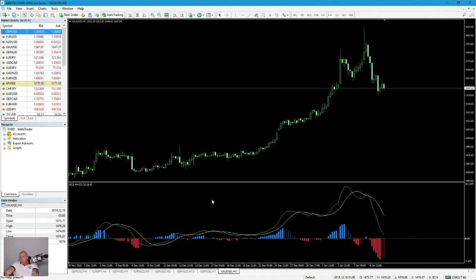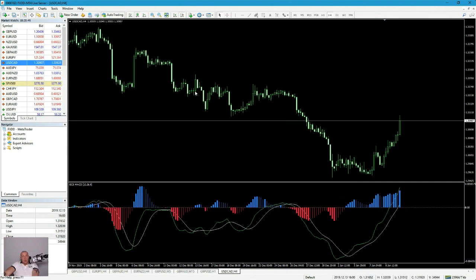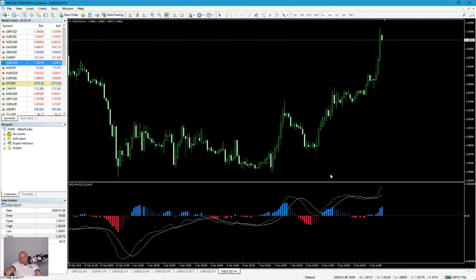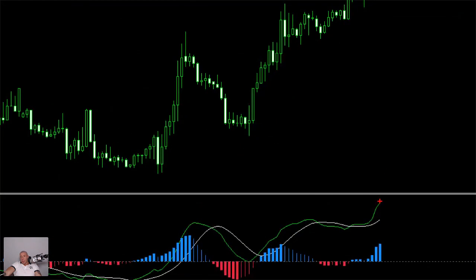Just giving you examples, different examples. Dollar CAD, let's use 1 hour time frame. Okay, what do we have here on dollar CAD? Market is in uptrend, strong uptrend. See this, blue histograms, both lines above zero line.